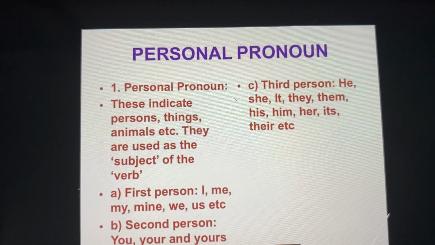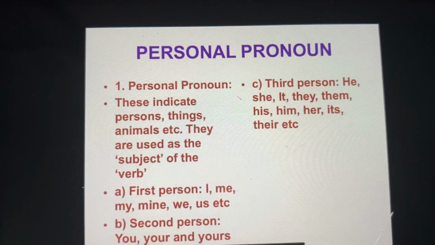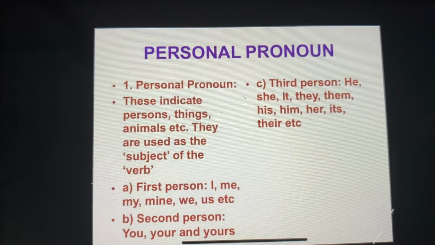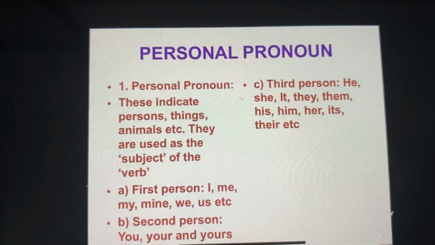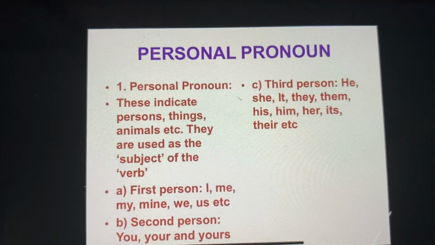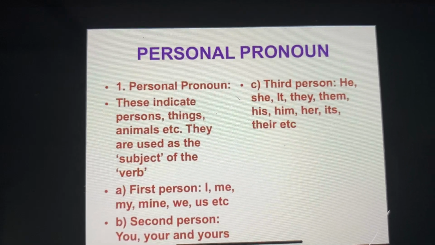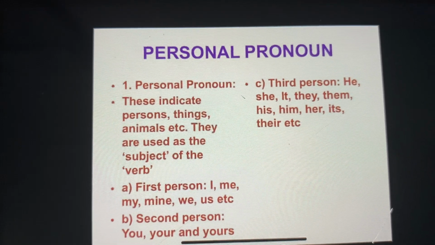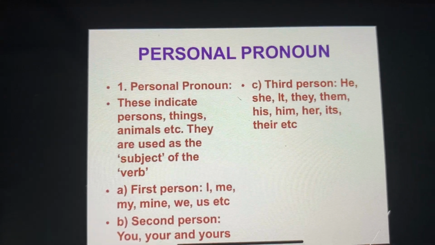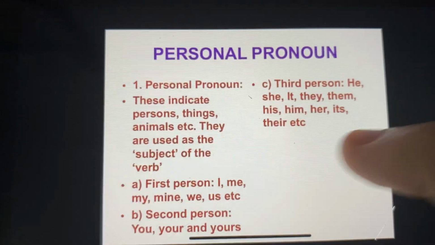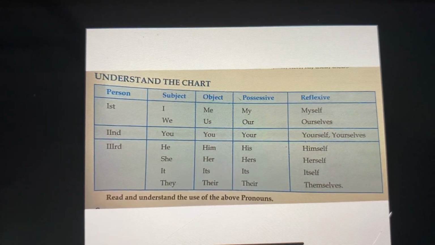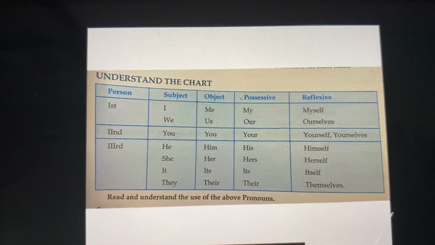Now the first person is somebody who is talking, the speaker, who is called the first person. When we are talking about the second person, it is who I am talking to. I am talking to you, so you will be the second person. Now the third person is who I am talking about. So now look at the table over here. This table is very important.